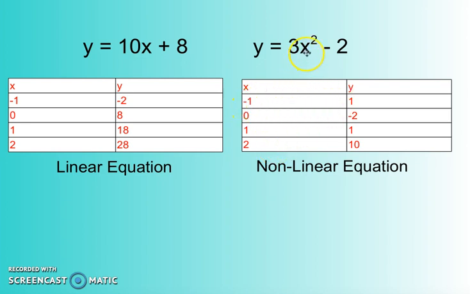If I put a -1 in here, -1 squared is -1 times -1, so that's +1 times 3. 3 minus 2 is 1. Put in a 0, we get -2. Put in a 1. Do you notice that we still get a 1 as an answer? When we start having repeats of the same number, then the rate of change does not stay the same.